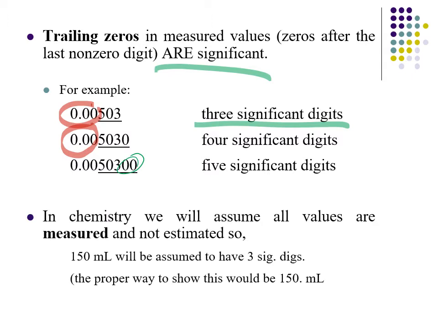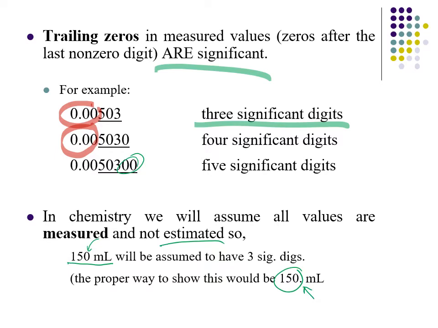Now, in chemistry, we tend not to do estimated values. In physics, you may be more likely to do this. As long as it's a measured value, if you're writing that 0, it will be significant. So if you got a question that had 150 milliliters in it, we would assume this trailing 0 is significant, though the proper way to fully communicate that it is significant is by putting a little decimal after it, and then you know for sure that that 0 is significant.